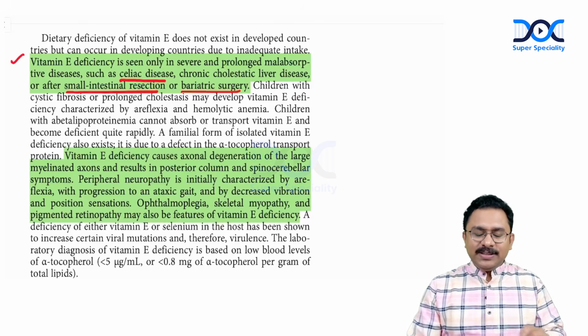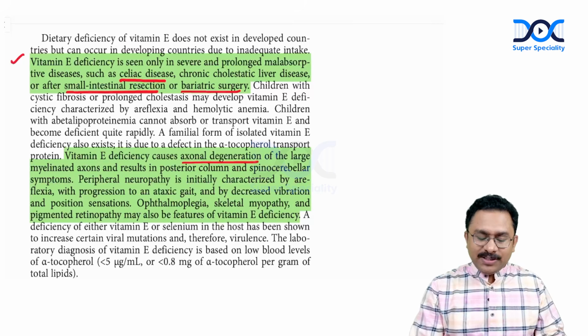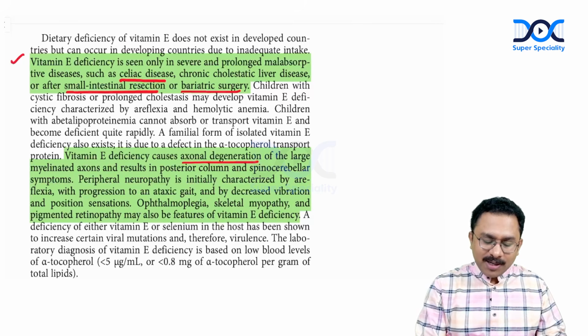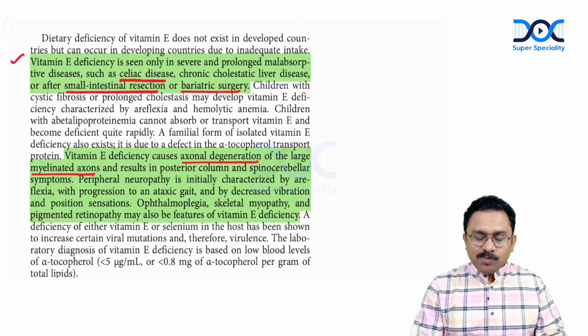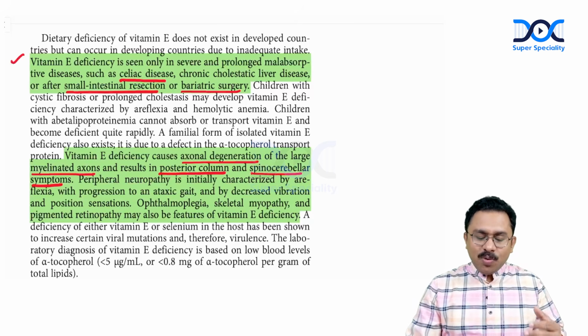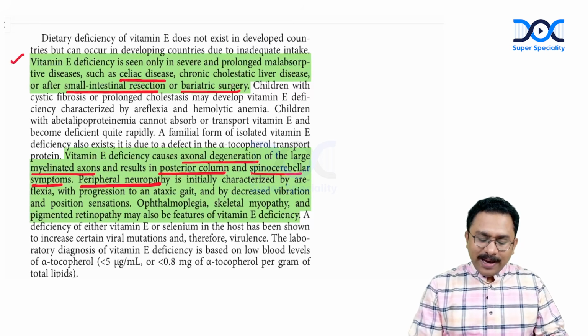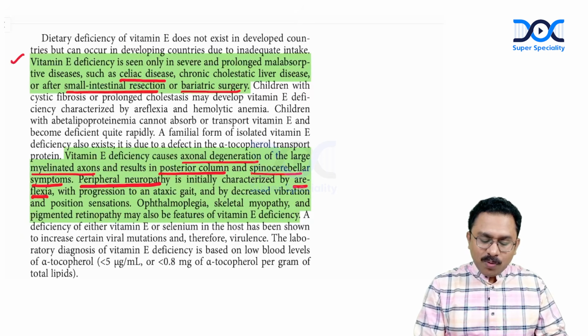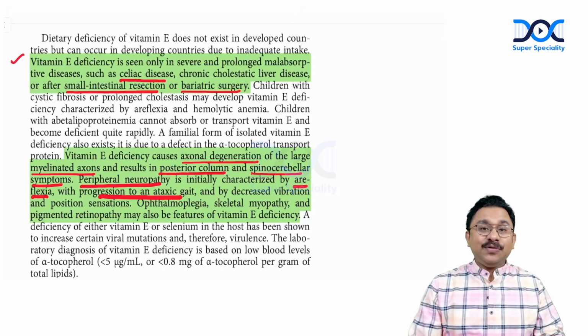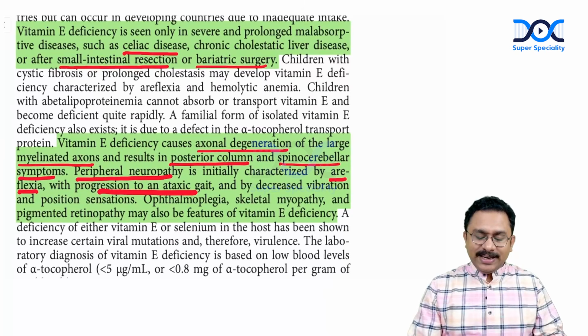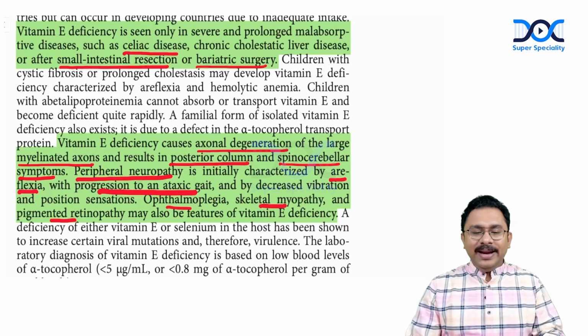Vitamin E deficiency can lead on to axonal degeneration of the large myelinated axons, and this would result in damage to the posterior column and spinocerebellar tract as well. So you can have even peripheral neuropathy features, right? Characterized by areflexia, progression to an ataxic gait, decreased vibration and position sense as well. Ophthalmoplegia, skeletal myopathy and pigmented retinopathy may also be features of vitamin E deficiency.